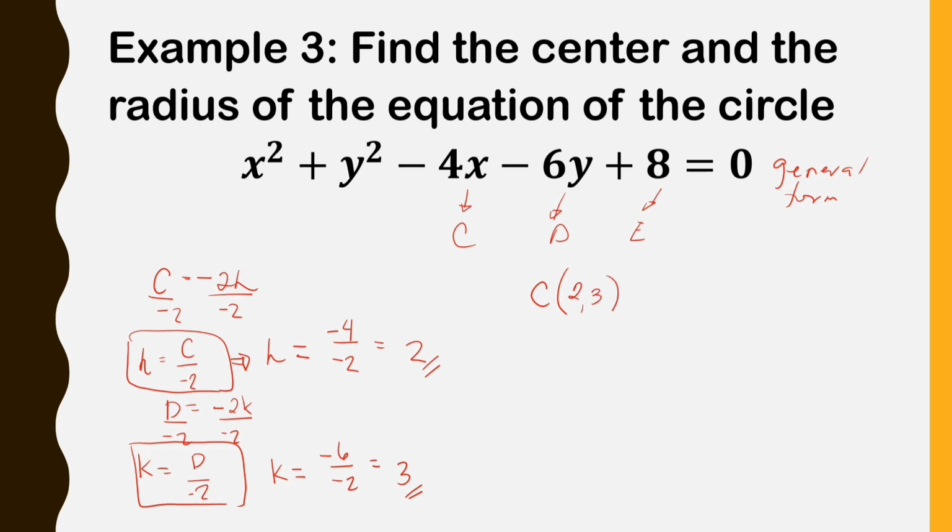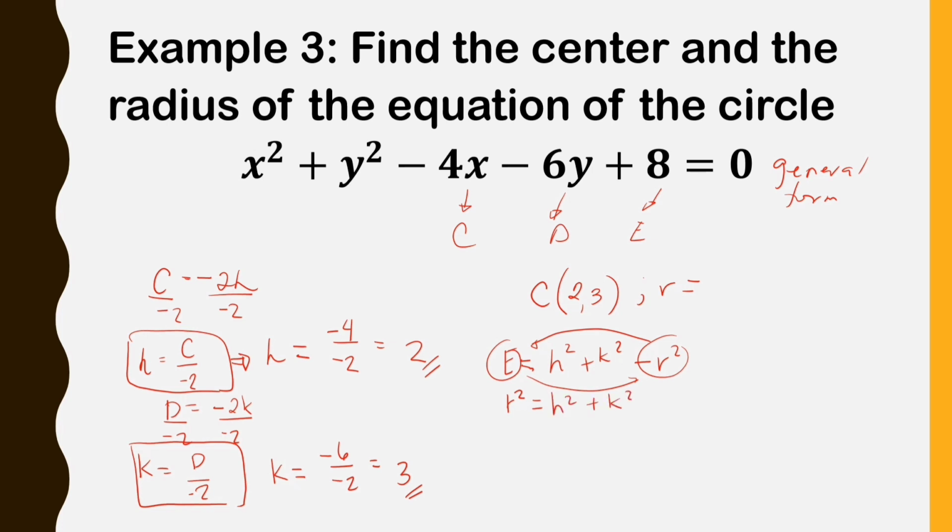Now we will look for the radius. In the previous slide, I showed you the equation e is equal to h squared plus k squared minus r squared. Here we can again derive the equation to get r squared. If I want to get the radius, I will just transfer e to one side and r squared to the other side. So r squared is equal to h squared plus k squared minus e.